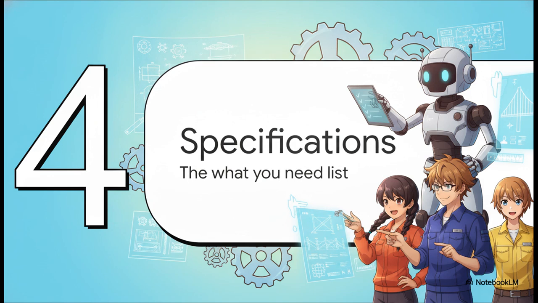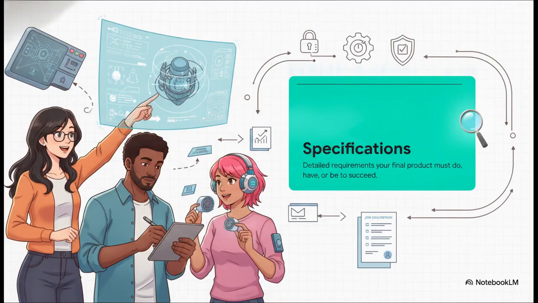Let's transition over to our final core concept for Worksheet 5B, project specifications. If constraints are the rules we just talked about, specifications are the targets. Specifications are the what you need list. Think of them as the shopping list or even the job description for your product. They are the detailed features that your final alarm system absolutely must do, have, or be to succeed.